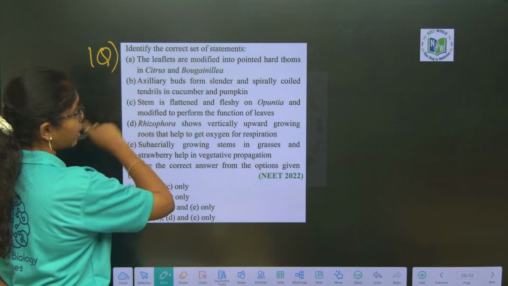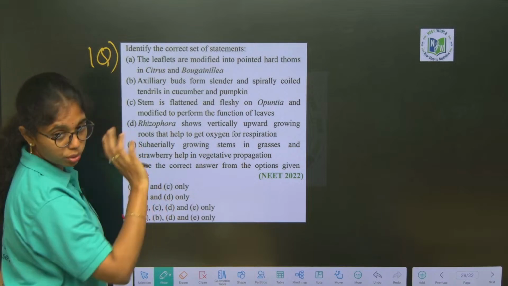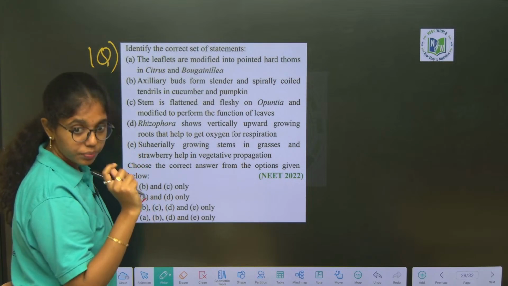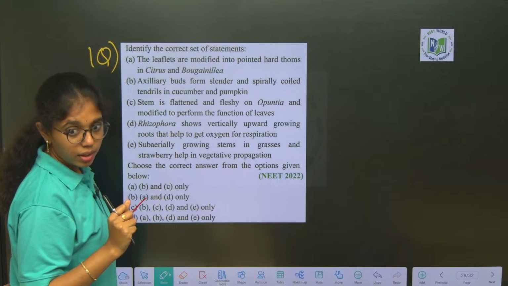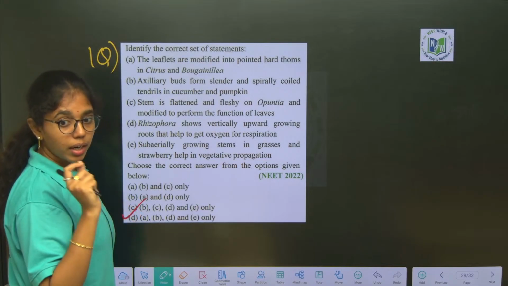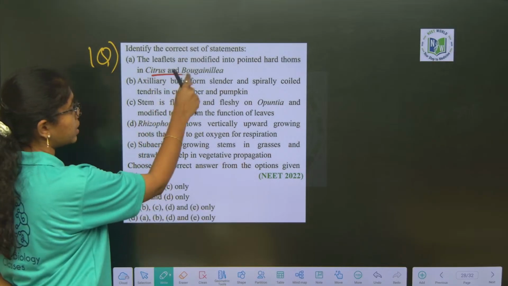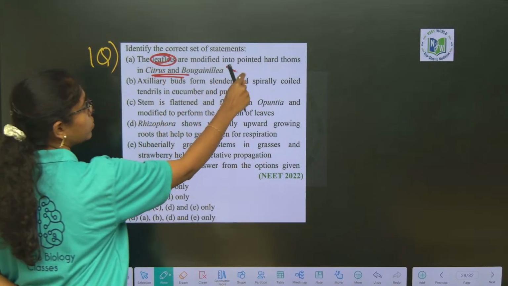See, the leaflets are modified into pointed hard thorns. No, what are modified into hard thorns? Stem. In stem, what region? Axillary buds or terminal buds. Here it is axillary buds that are modifying, not leaflets. So this will be wrong.